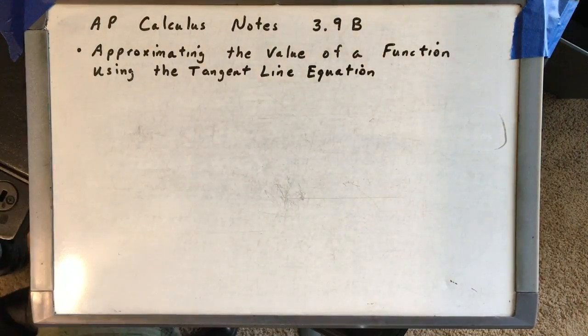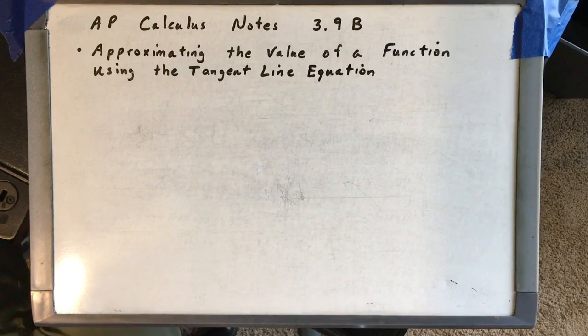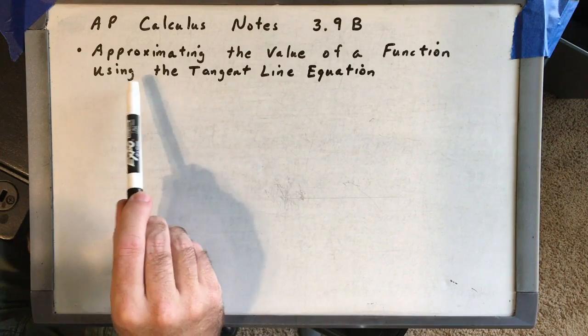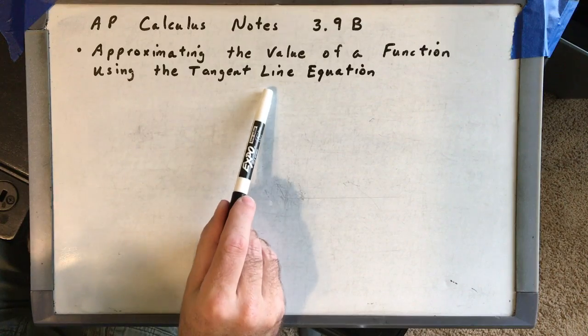All right, this is AP Calculus lecture, the second lecture from section 3.9. I'll call that 3.9b. And this lecture has two parts. The first part is approximating the value of a function using the tangent line equation.